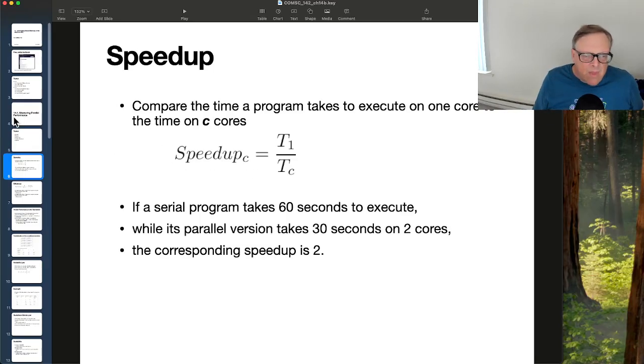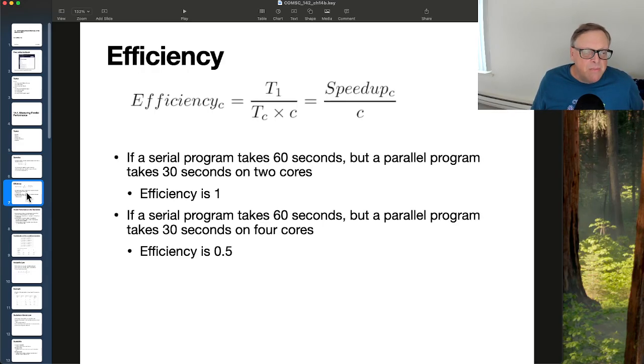So, speed up is pretty simple. If you run a program on one core, measure how long it takes, then you run it on C cores, you take the time for one over the time for C, and that's the speed up. If you cut the time in half, the speed up is 2. If you cut the time to a quarter, the speed up is 4, and so on. So if it takes you 60 seconds to execute on one processor, but 30 seconds on 2 cores, that's a speed up of 2. That's pretty simple and obvious.